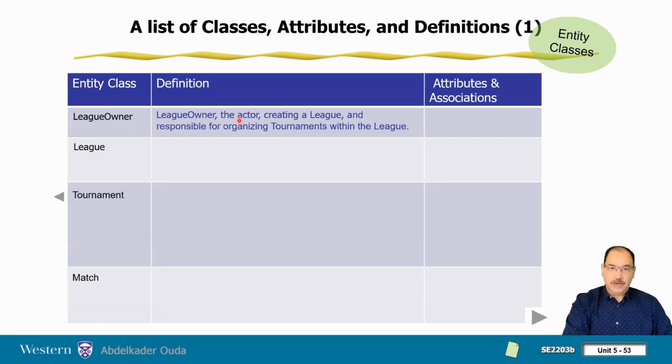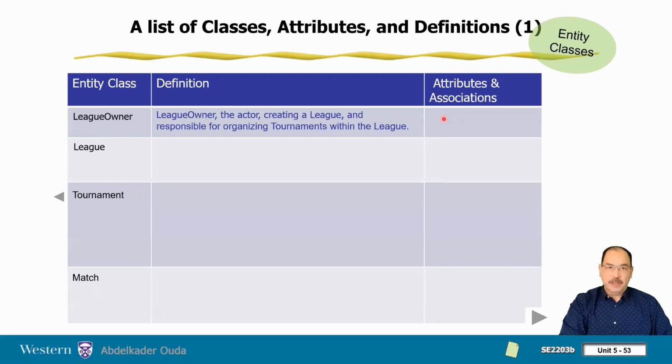The league owner is an actor creating a league and responsible for organizing tournaments within a league. So again, this is not copy-paste from the requirement. This is simply what I try to say based on my own understanding. If this is the case, what is the information that you need to ask? You can assume that it acts as an identifier for the league owner, as your initial view of the attributes.